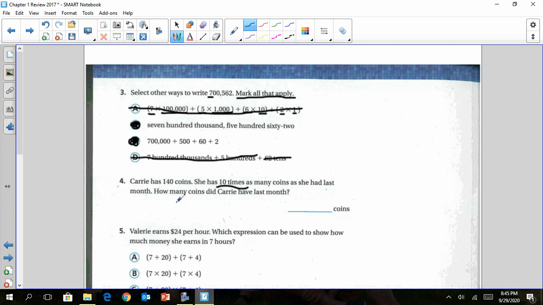So we are looking for what is 1/10 of 140. Well, what number is 10 times smaller than 140? Well, remember, when we said we want 1/10, we are taking off a 0. So last month, she had 14 coins.